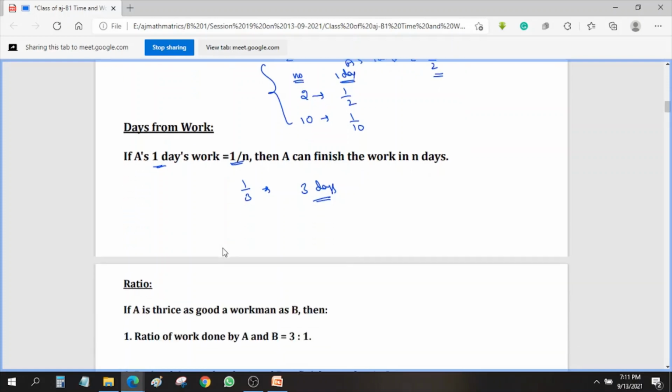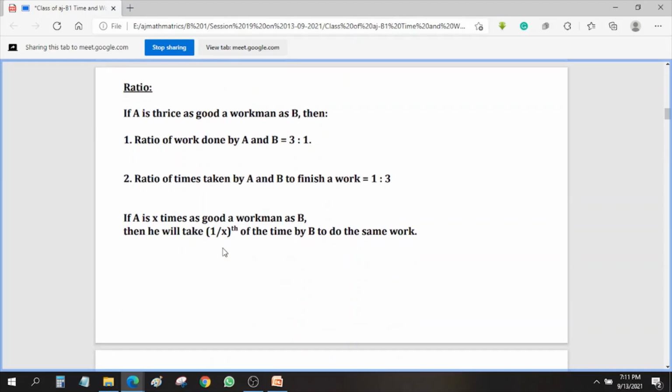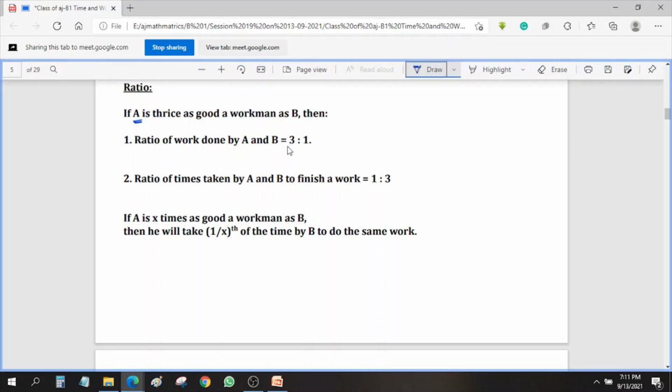That is one formula, and one more formula we will learn in the next slide. Apart from that, if we are comparing the ratios of efficiency, if A is thrice as good a workman as B, then the ratio of work done by A and B, wherever they take two dots like this, A and B, is 3 is to 1. It already says A is thrice as good as B. If A can do 3 times the work, the ratio of work done by A will be 3 times that of B, obviously.